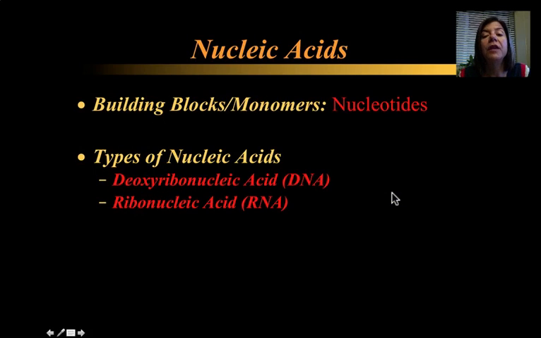Now, the next type is a nucleic acid. Nucleic acids have the nucleotides as their building blocks or monomers, and there's 2 different types. There's DNA, which is deoxyribonucleic acid. That's our genetic material. And there's also RNA, ribonucleic acid, and that's involved in protein synthesis. And we're going to be talking a lot more about those later on when we get into heredity and molecular genetics.